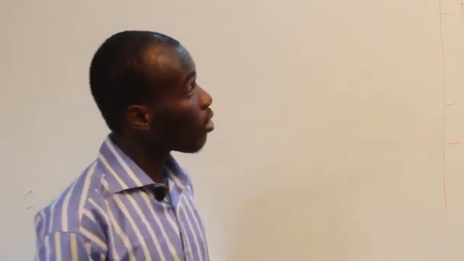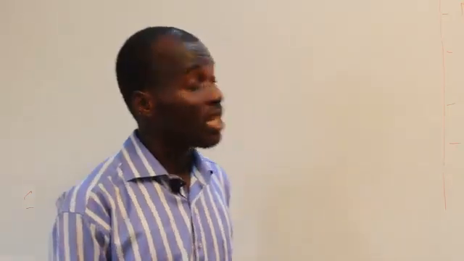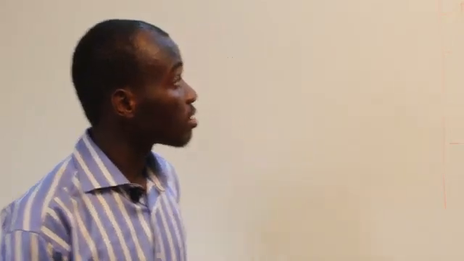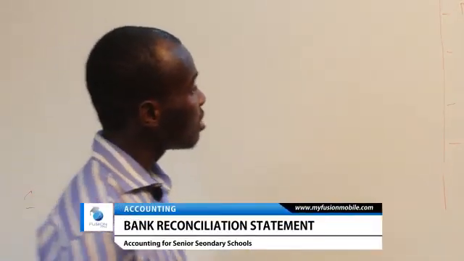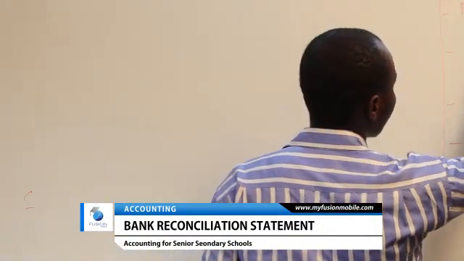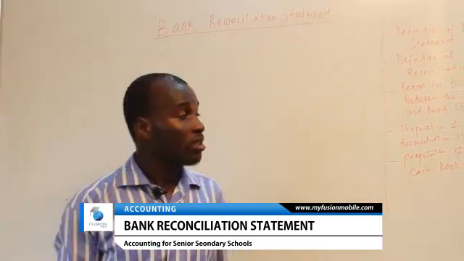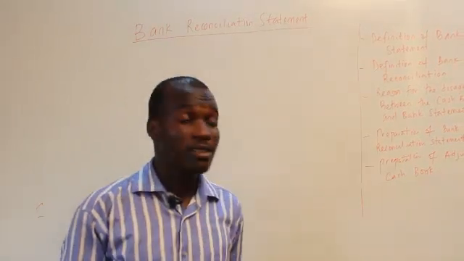So whenever that occurs, it means there will be disagreement between the cash book and the bank statement. That calls for reconciliation. So bank reconciliation will have to be prepared in order to reconcile the cash book and bank statement. So we have the reasons for the disagreement between the cash book and bank statement.